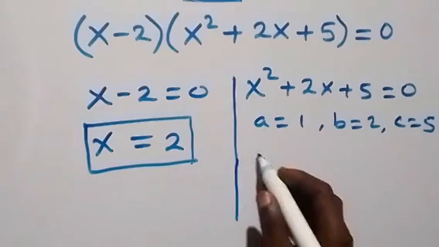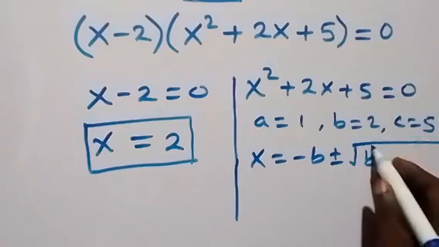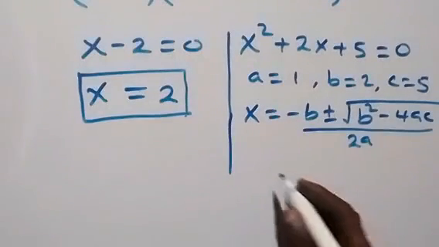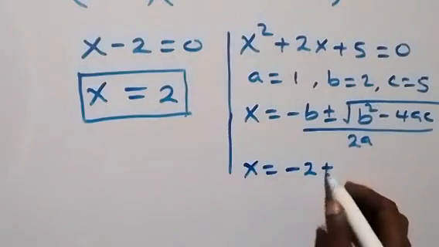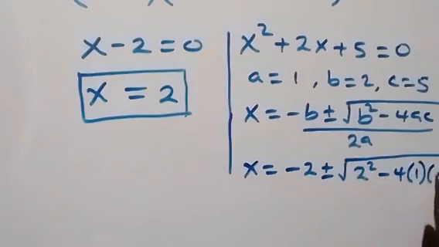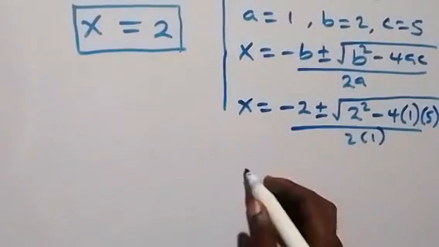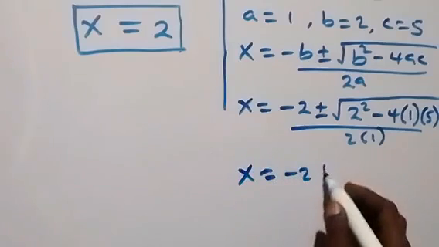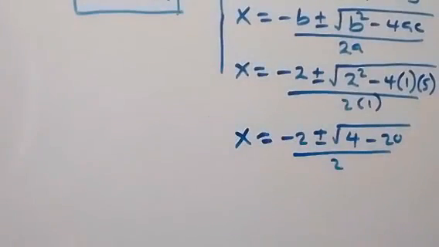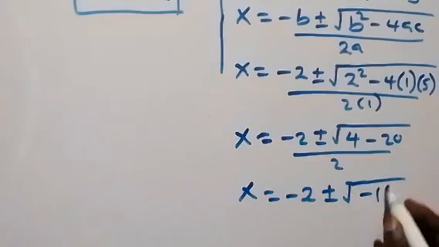Using the formula, which is x equals minus b plus or minus square root of b squared minus 4ac, over 2a, what we have here becomes x equals minus 2 plus or minus square root of 2 squared minus 4 times 1 times 5, then over 2 times 1. So here x equals minus 2 plus or minus square root of 4 minus 20, then over 2. And we have x equals minus 2 plus or minus root minus 16 over 2.